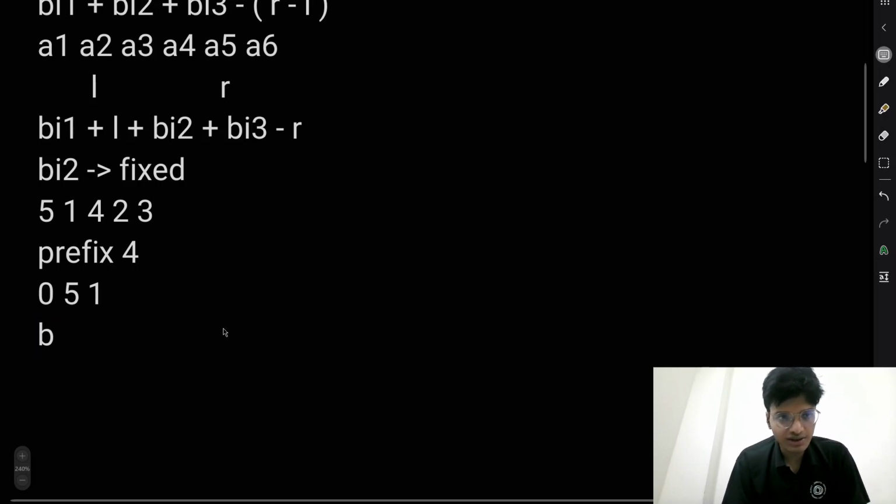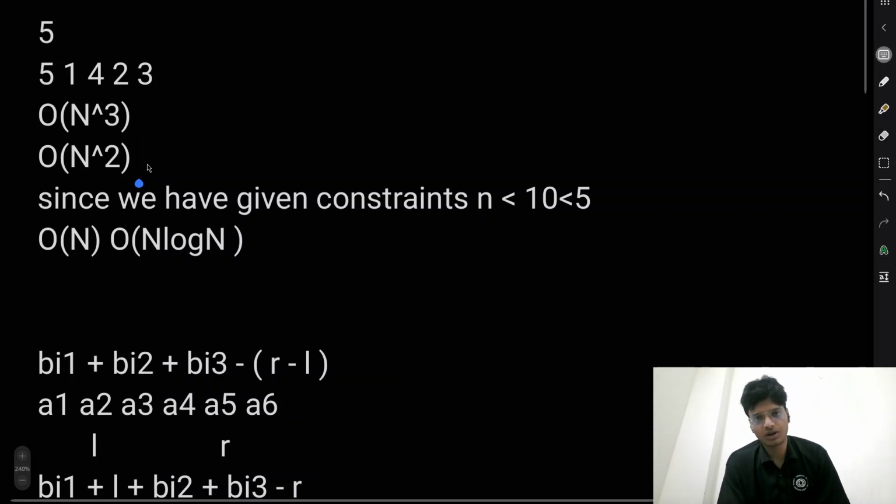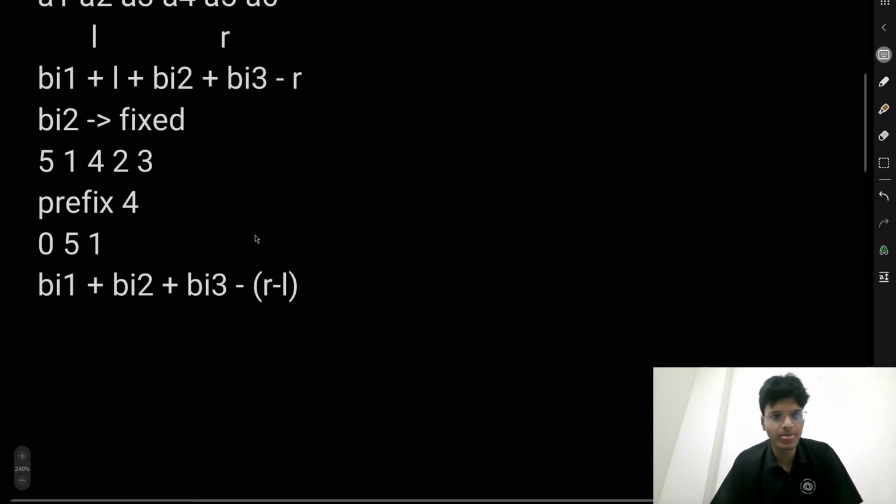What I was actually thinking first? Like B of I1 plus B of I2 plus B of I3 minus N. I was also thinking about order of n square. Then I was thinking, how can we find out the maximum? Like we would have to move another order of n. That was what I was also thinking. Then I got that, so forget about it.